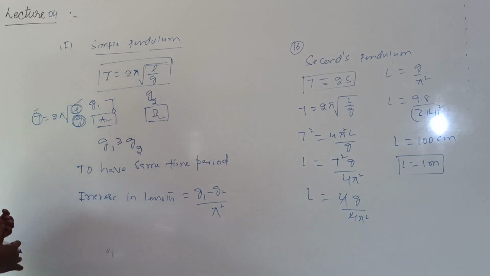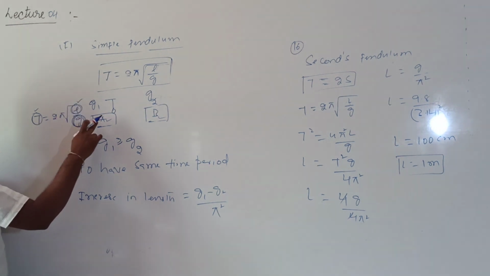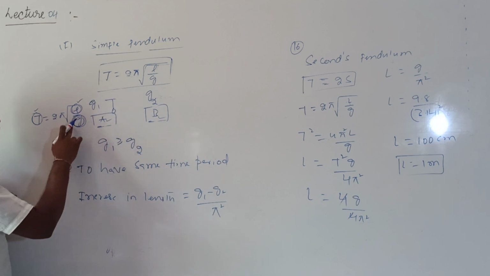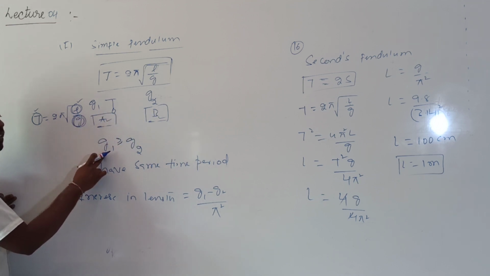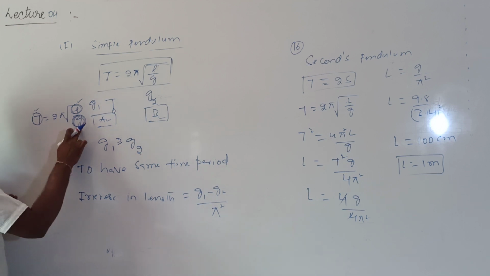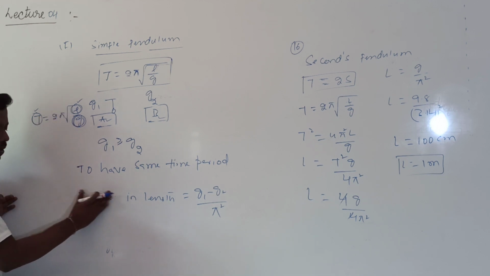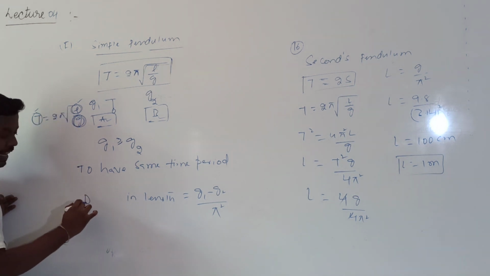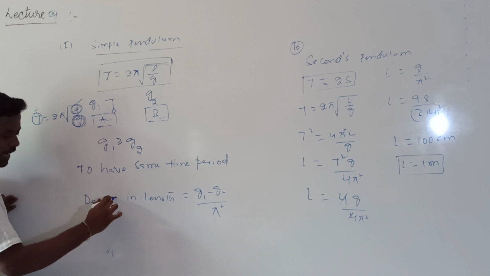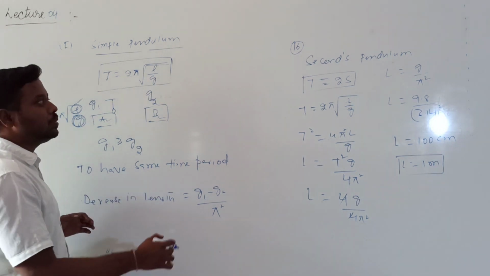Are you getting it? T is equal to 2 pi into root over L by g. When you go from A to B, as per the given condition, acceleration due to gravity decreases. When acceleration due to gravity decreases, what happens to the time period? It increases. To maintain the same time period, what should I do? I should decrease the length. The decrease in the length is given by g1 minus g2 divided by pi squared.